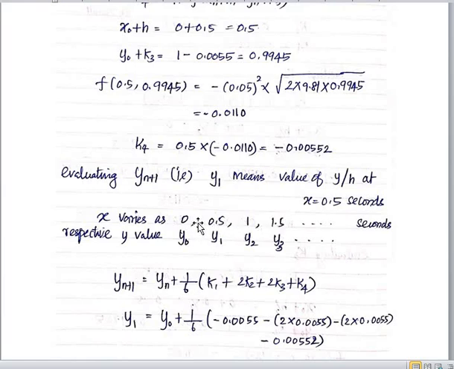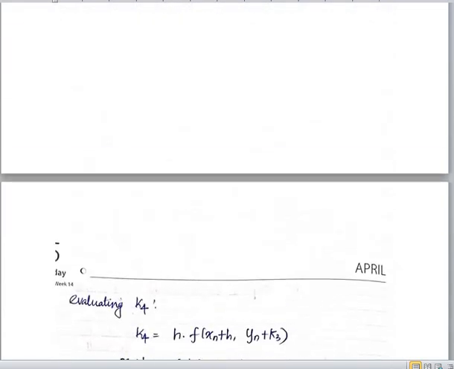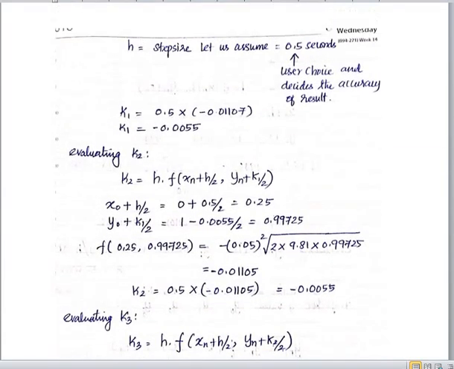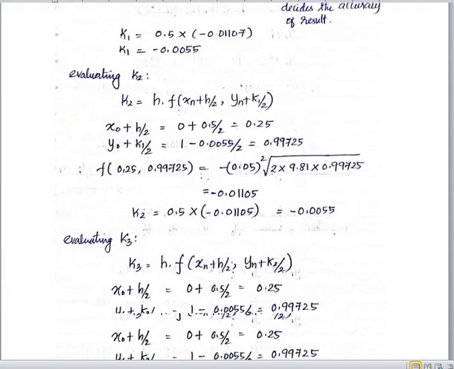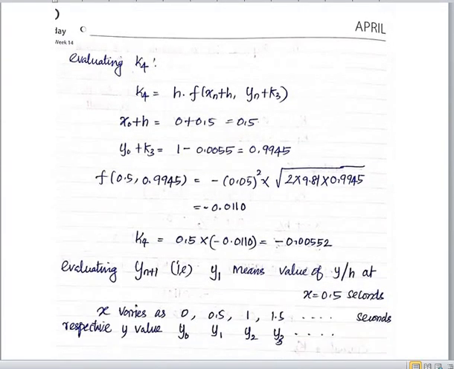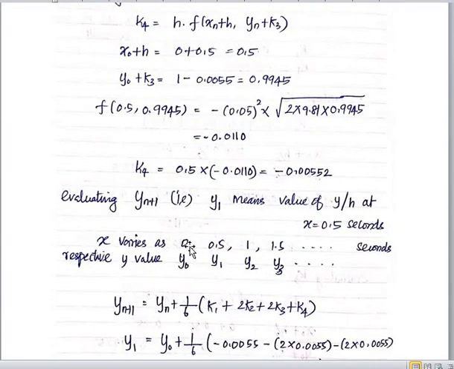Why? Because we have chosen this h value in the previous slide. We have chosen exactly the value of h as 0.5 second. I'm telling you this is the user's choice. So based on the accuracy and your computational power, you can choose this h value. So x varies 0, 0.5, 1, 1.5, 2, 2.5, and your respective y values are referred to as y0, y1, y2, y3 and y4. It keeps going.